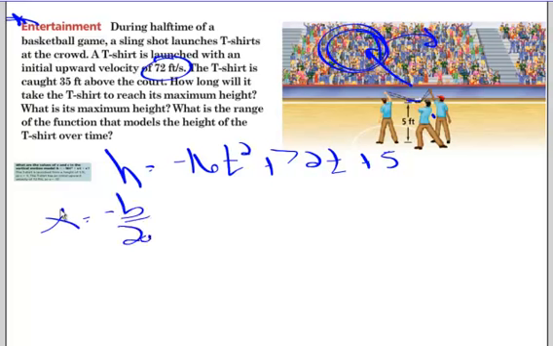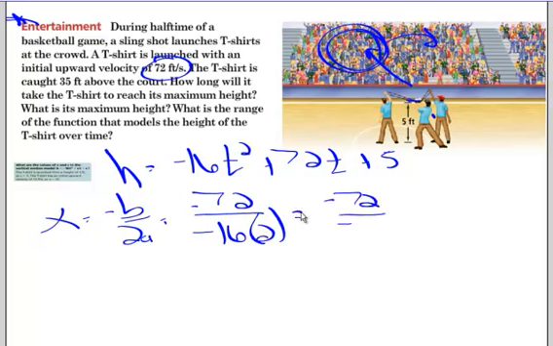Negative b over 2a. Negative 72 over negative 16 times 2 here. I get this flip-flopped, not a big deal. Negative 72 over negative 16. I think we get 2 1/4 here. Alright, then we're going to plug that back in. So exactly the same thing.